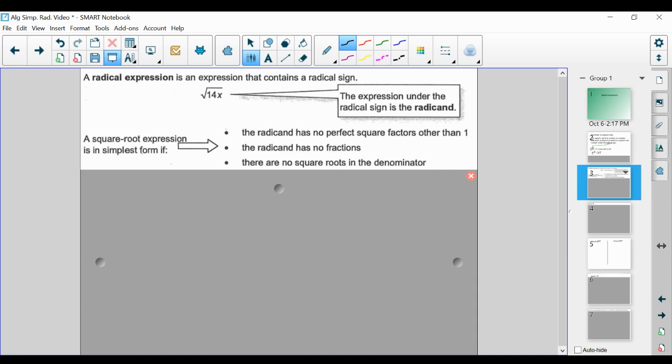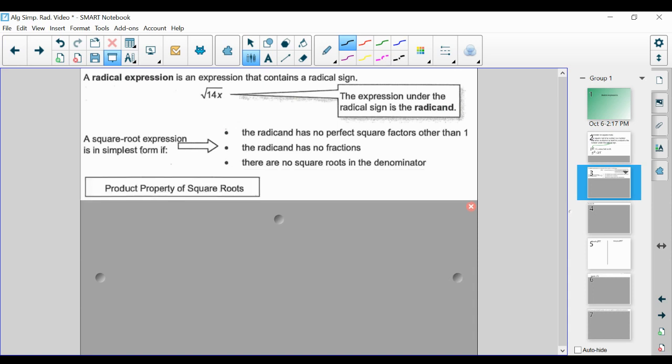The radicand can also have no fractions underneath it. So the radicand cannot have a fraction. So 14x is technically a whole number. It is not getting divided by the square root of 3. And lastly, there are no square roots in the denominator. If there's a square root in the denominator, it is not in simplified form. And we're eventually going to talk about how to get there, but those are the 3 qualities that we look for if a square root expression is in its simplest form.